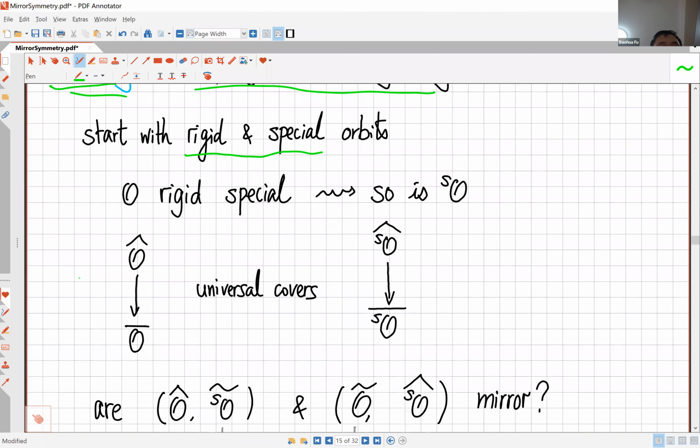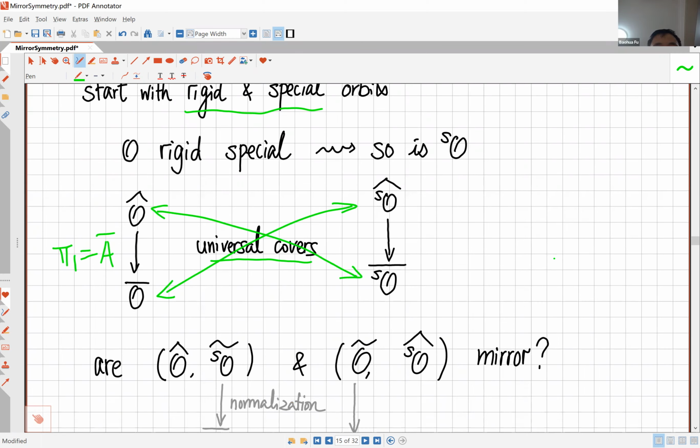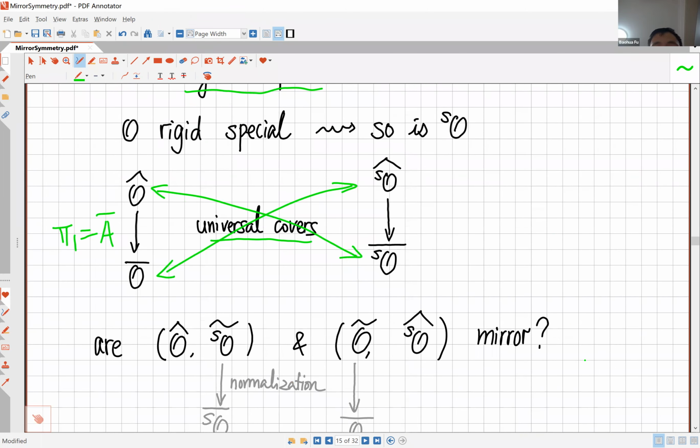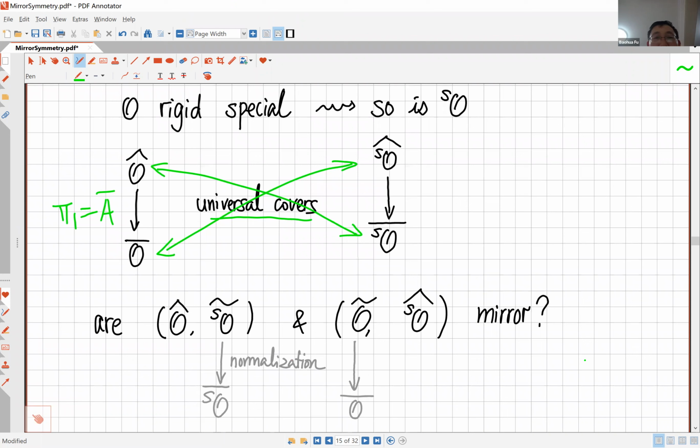So, spatial and rigid orbit. You have this O bar, and then you have this universal cover, because pi one is equal to A bar. So you can take the universal cover, you can take both universal covers. What you can expect is that this and this are a mirror pair, or this and this are a mirror pair. This is a basic example, or basic philosophy, we want to attack.